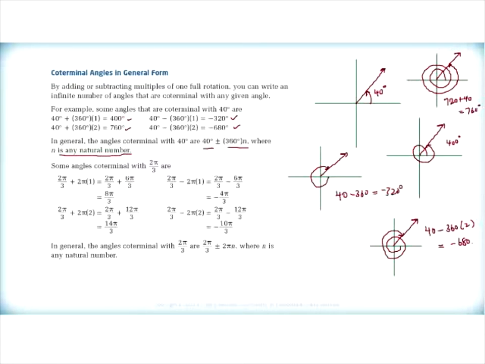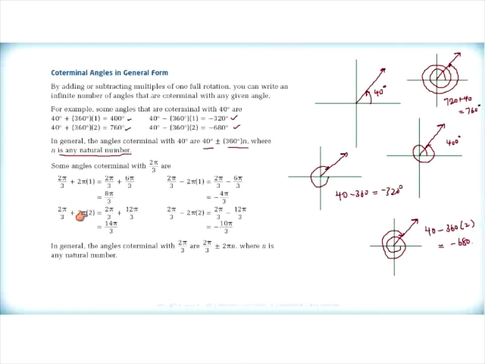Again, we can continue to use values of n, positive values right here and negative values, or just subtract 360n. Both of these will give us angles that are coterminal with 40 degrees. The same is true, by the way, with angles in radian measure, like 2 pi over 3. I can add 2 pi times 1, and I will get 2 pi over 3 plus 6 pi over 3 is 8 pi over 3. That angle is coterminal with 2 pi over 3, I assure you.